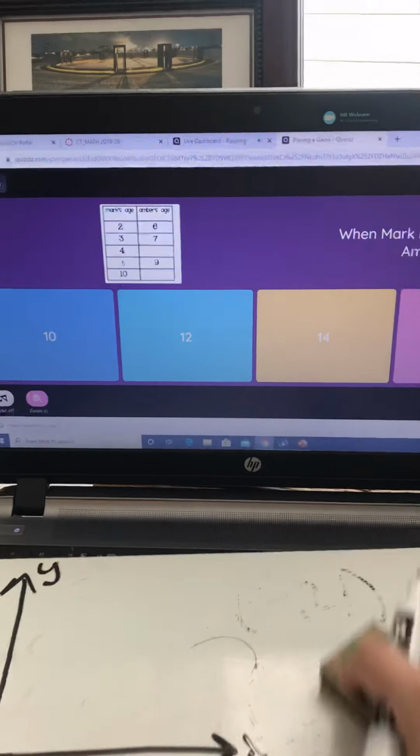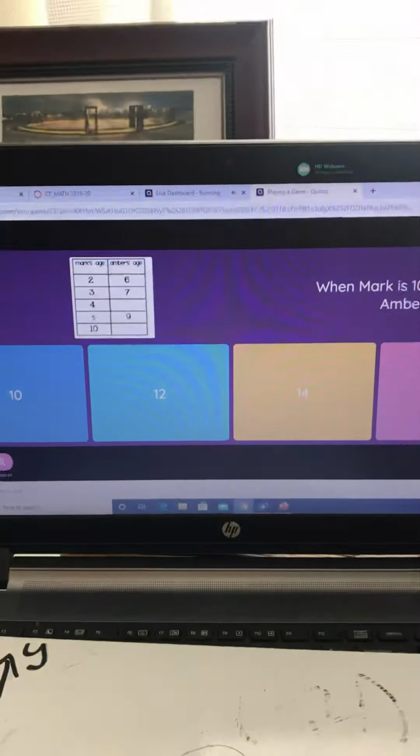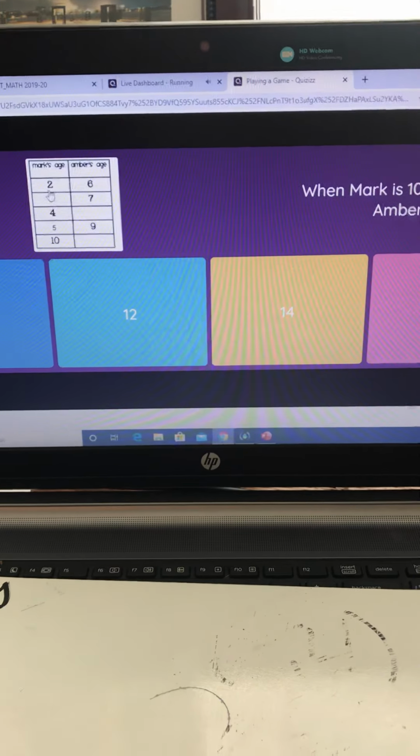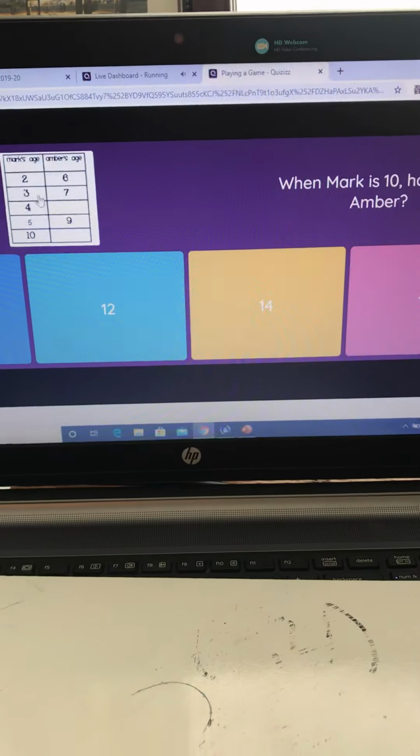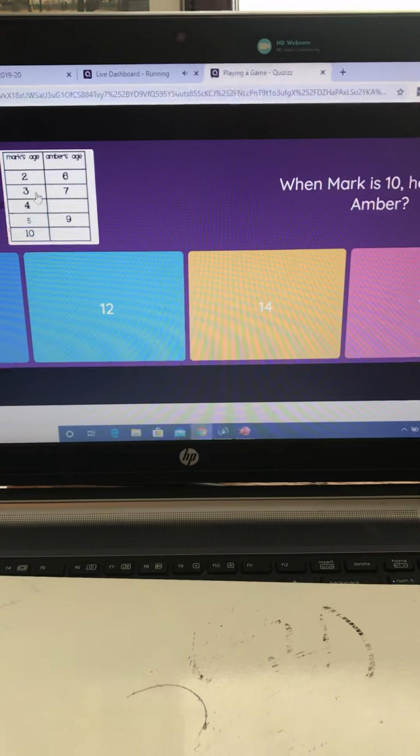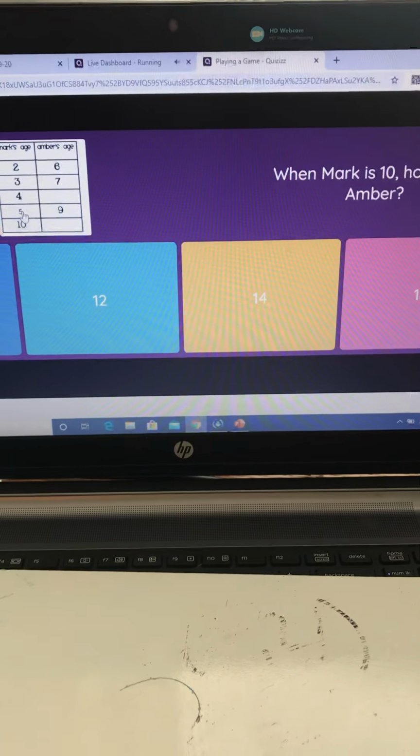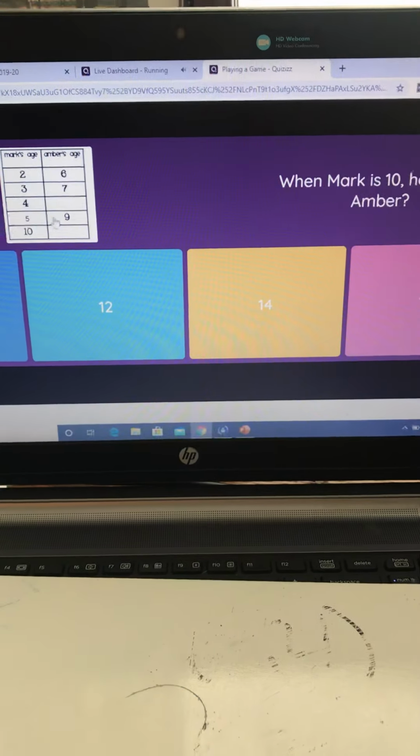So here we have another input-output table, and it says when Mark is 10, how old is Amber? We've got to decide if we're multiplying or adding to get to the larger number. 2 times 3 is 6, that works there. 3 times 3 is not 7, so I'm not multiplying by 3. I do know 2 plus 4 is 6, and 3 plus 4 is 7, and 5 plus 4 is 9, so plus 4 is my rule. So 10 plus 4 is 14.